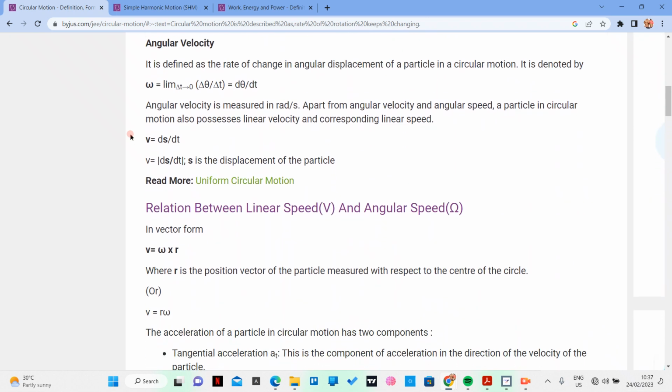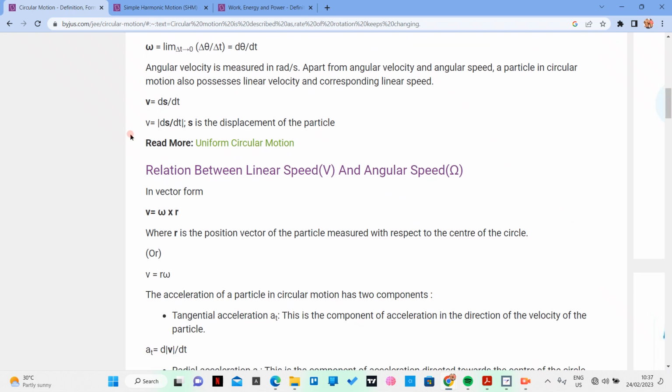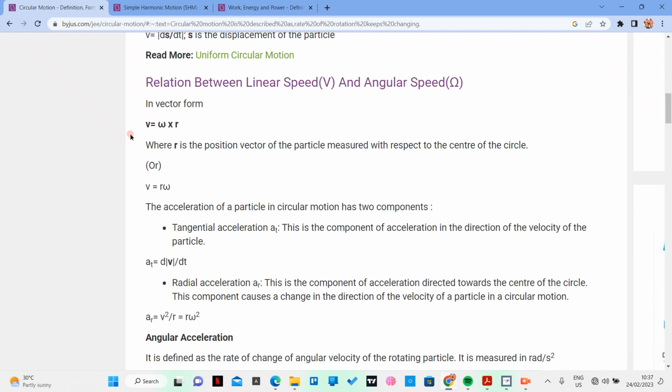Okay, these are basically every single thing I've said. And then the unit of your angular velocity is radians per second, while the unit of your linear velocity is meters per second. It retains that. Well, let's talk about this relationship.